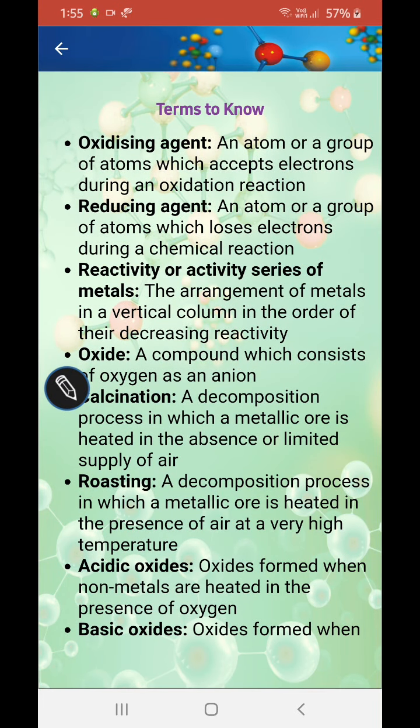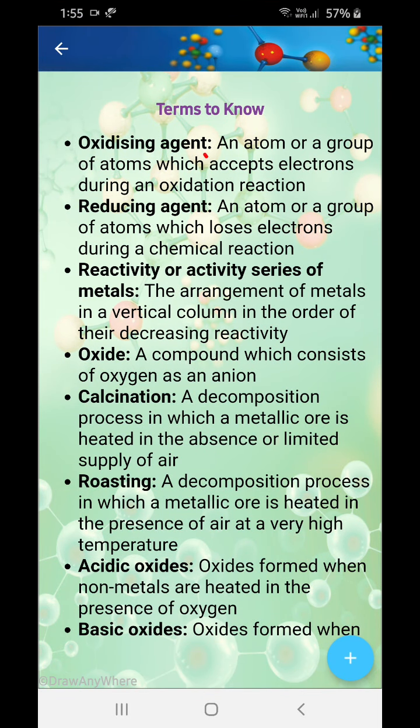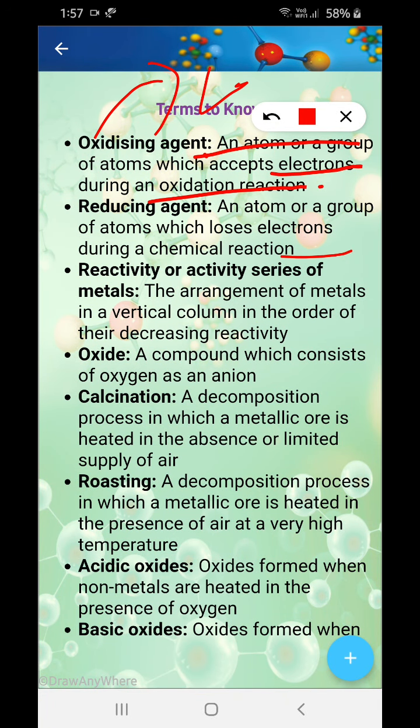Now oxidizing agent, the atom or group of atoms which accept electrons during oxidation or reaction. That means oxidizing agents accept electrons. Oxidation is actually the loss of electrons, and reduction is actually the gain of electrons. Oxidizing agents are exactly the opposite: they accept, that means they gain, and reducing agents are also the exact opposite, that means they lose.